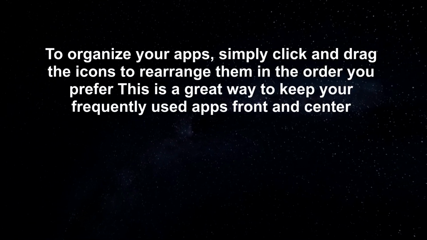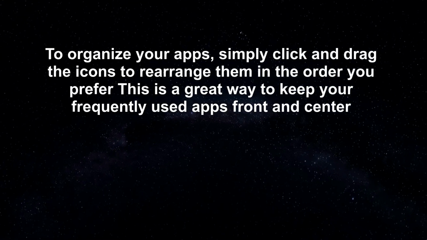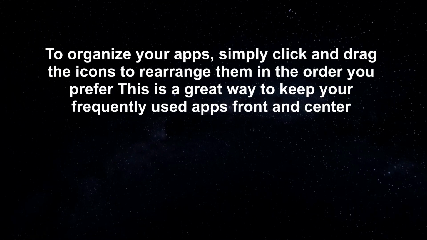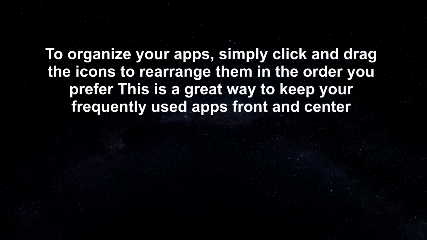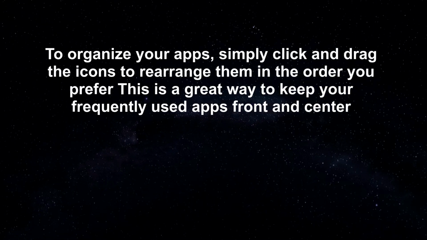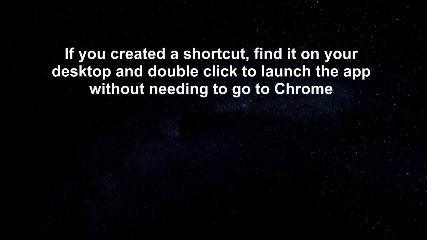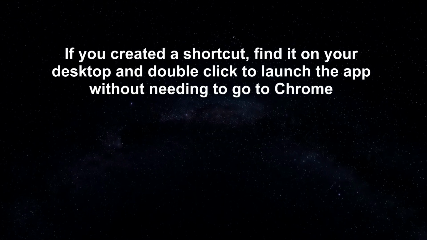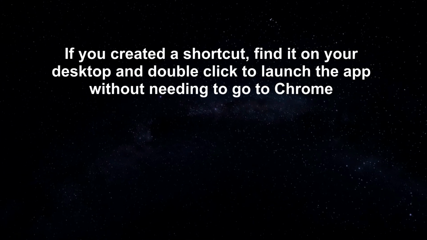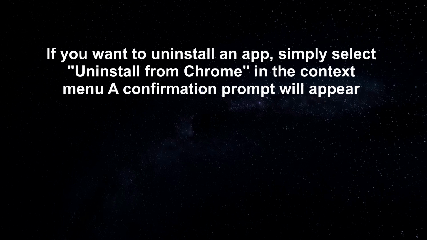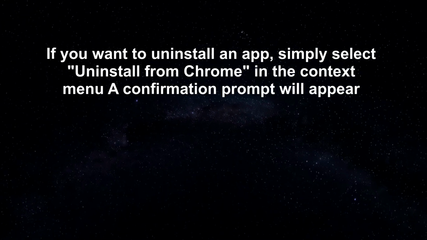To organize your apps, simply click and drag the icons to rearrange them in the order you prefer. This is a great way to keep your frequently used apps front and center. If you created a shortcut, find it on your desktop and double-click to launch the app without needing to go to Chrome. If you want to uninstall an app, simply select Uninstall from Chrome.